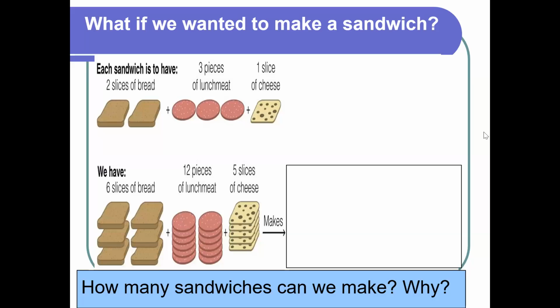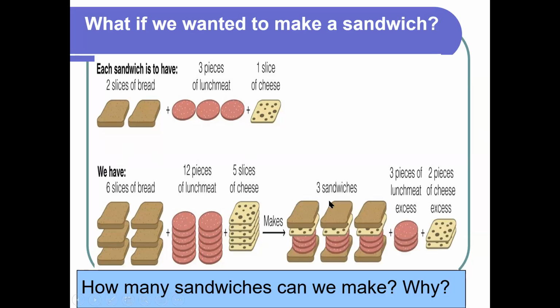Let me go back. Every single time we want to make a sandwich, we have 2 pieces of bread, 3 pieces of lunch meat, and 1 slice of cheese. This is the ingredients we have. We're going to see how many sandwiches we can make. So we make 3 sandwiches, and in excess, we have 3 pieces of lunch meat and 2 pieces of cheese.